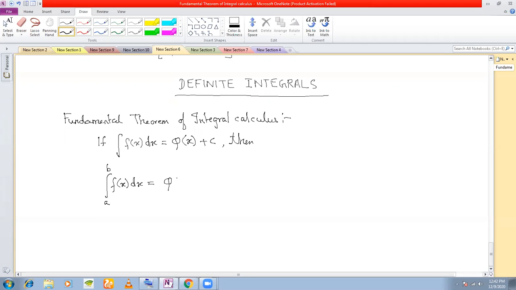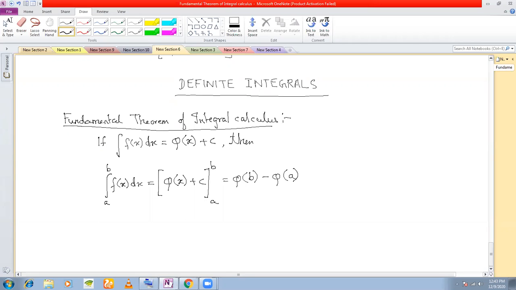it is the same as taking the limits with phi(x) from a to b, and this you get as phi(b) minus phi(a). You put the upper limit first and then the lower limit. This is what we have been doing, the fundamental theorem of integral calculus. Many applications we have done.